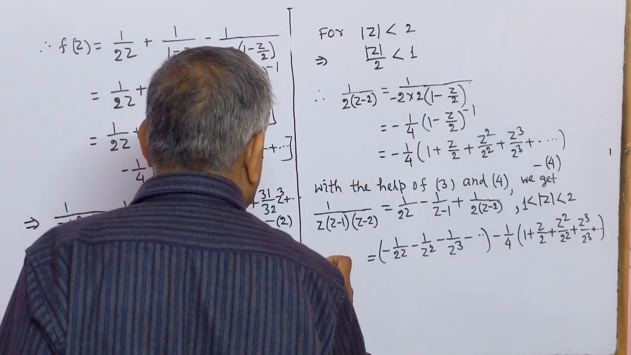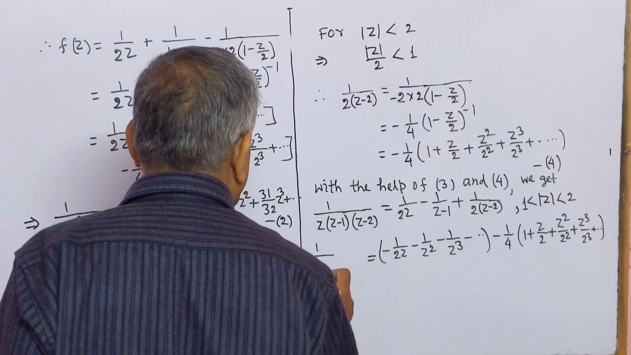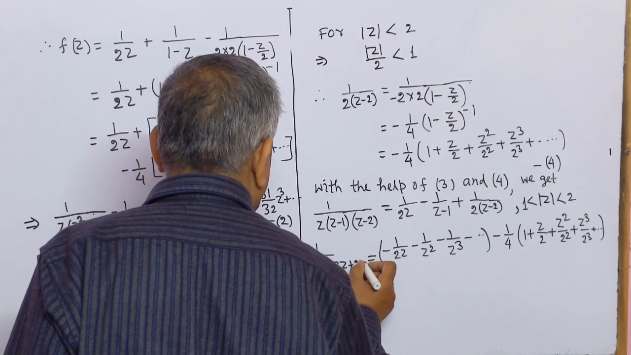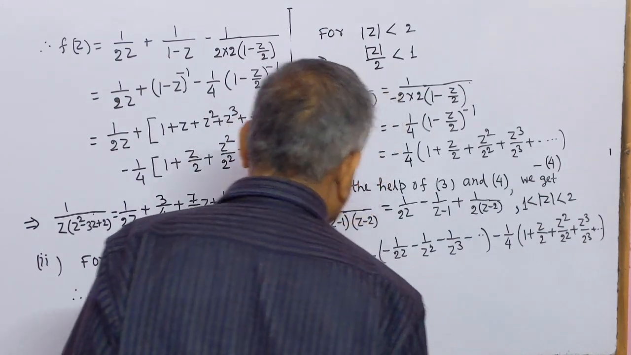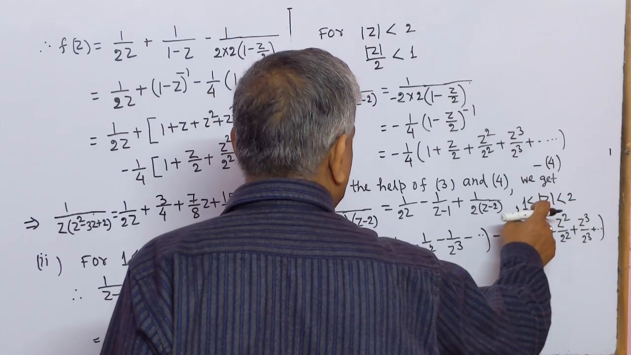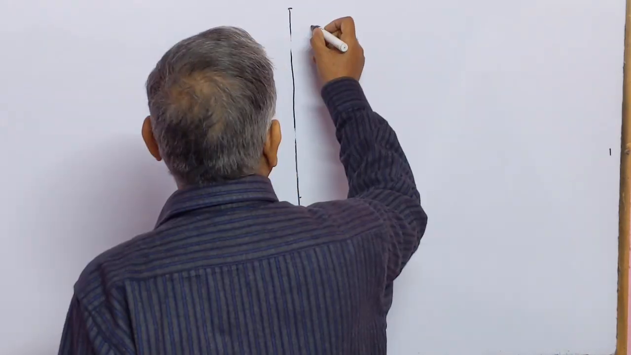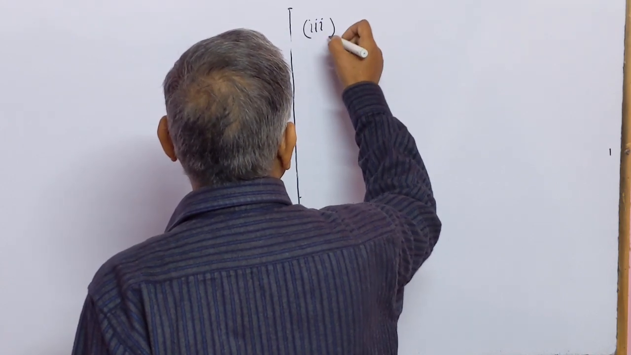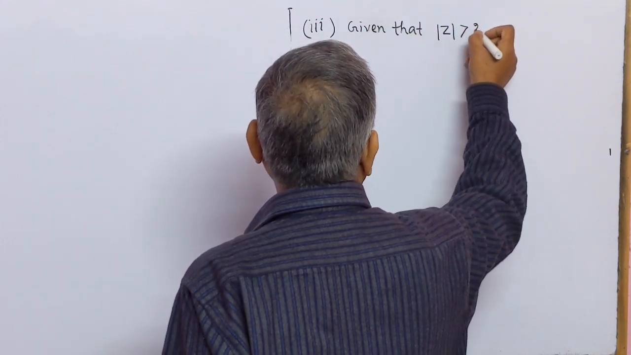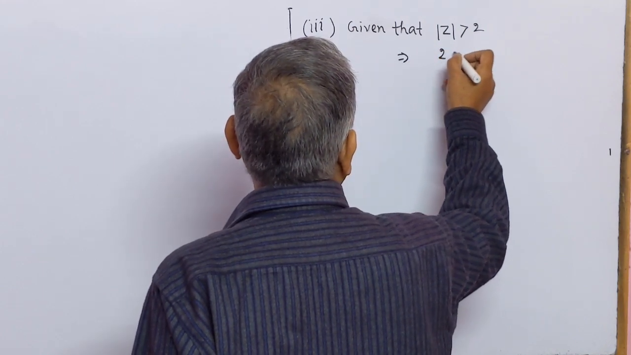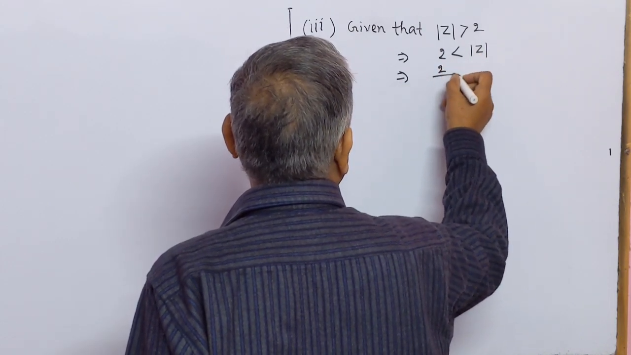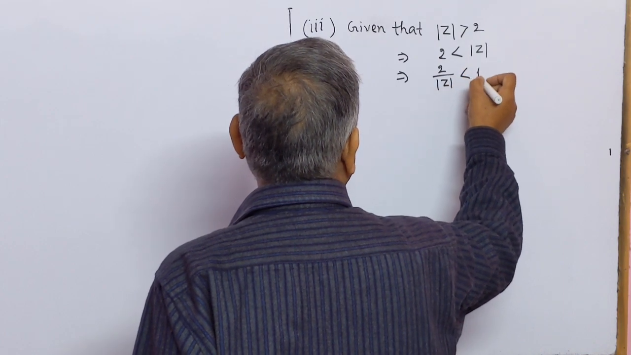In left side we may write 1 by z, z square minus 3z plus 2 equal to this right side, and this is the required result for this given condition, modulus of z greater than 1 and less than 2. Number 3, given that modulus of z greater than 2 implies that 2 less than modulus of z implies that 2 by modulus of z less than 1.